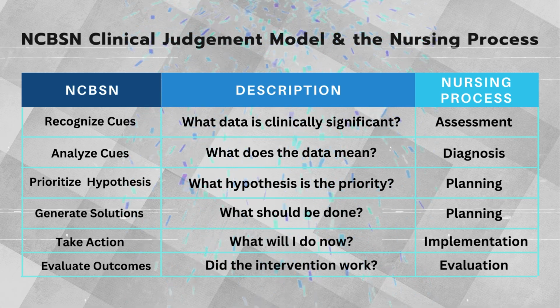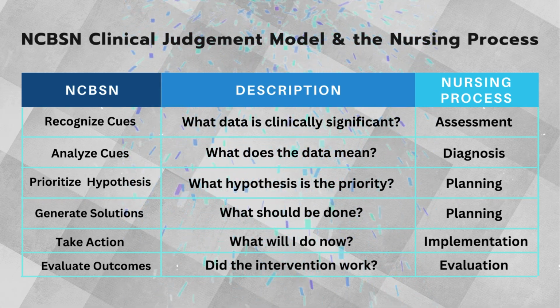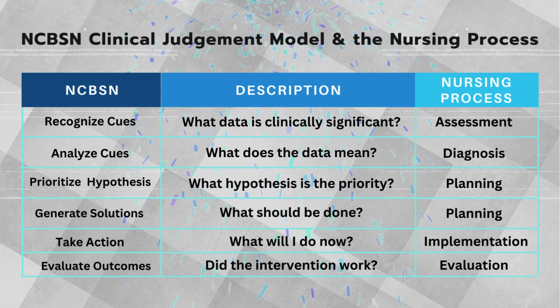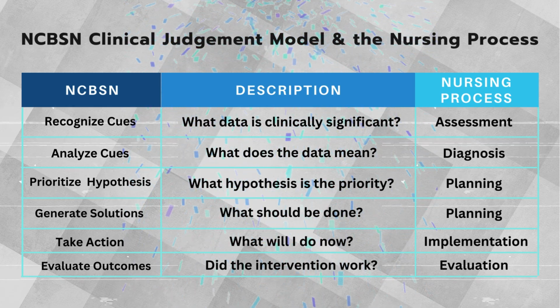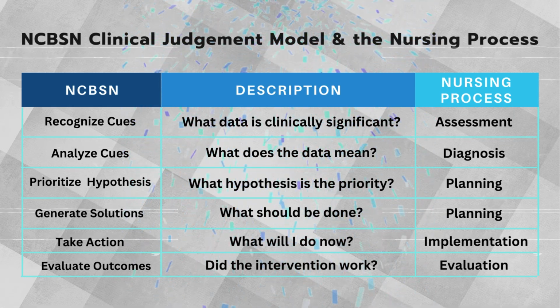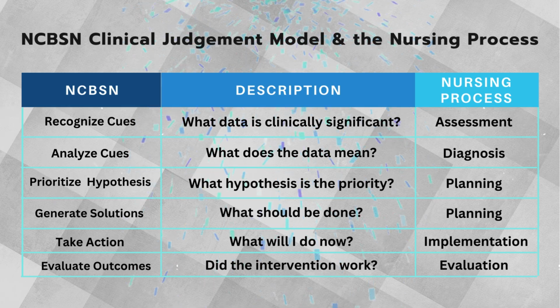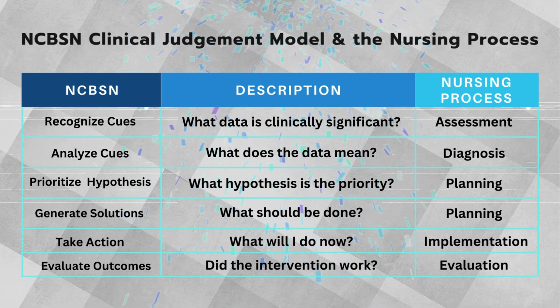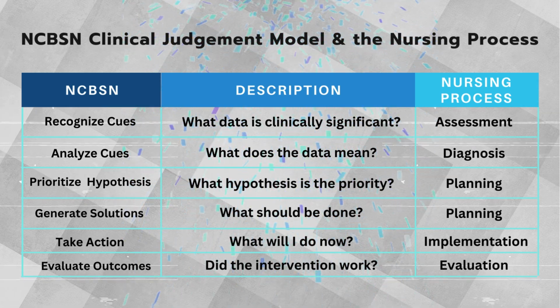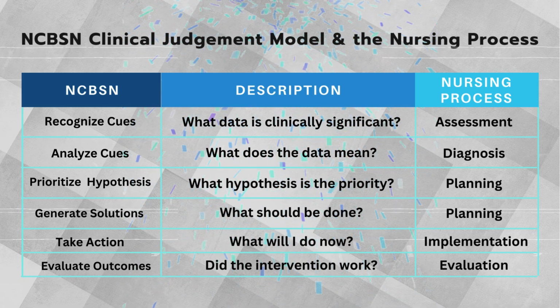So under the NCSBN clinical judgment skill, the terminology is recognize cues. The description of that is what is clinically significant. The corresponding step of the nursing process is assessment. So when we're looking at assessing a client, we're looking for what data is clinically significant, and the NCSBN clinical judgment skill is recognizing cues. So it all means the same thing in terms of the NCLEX.